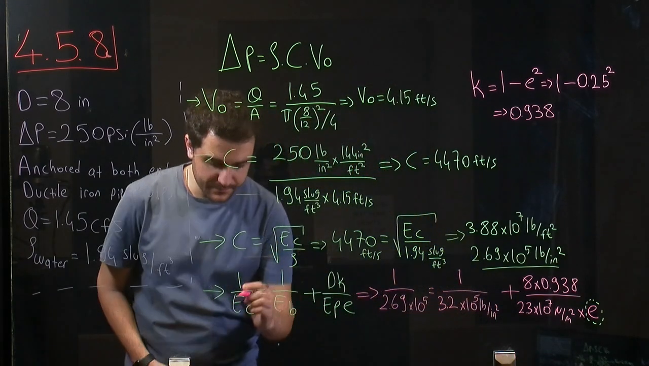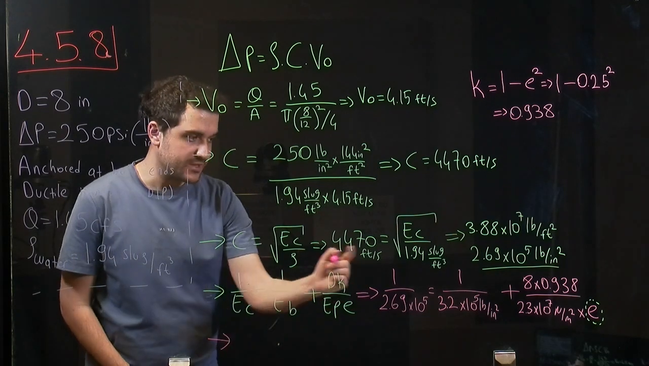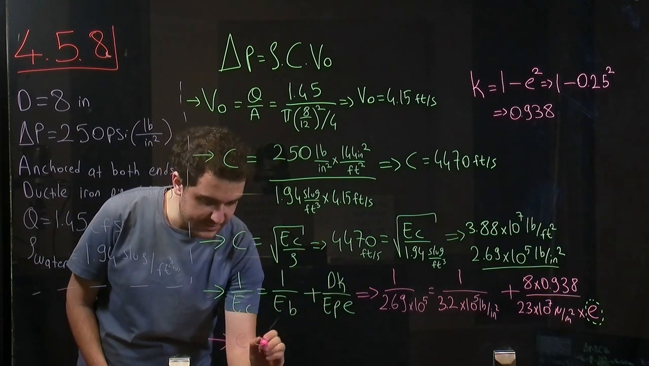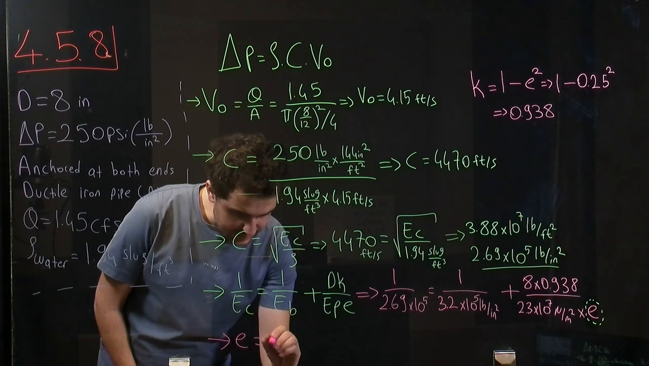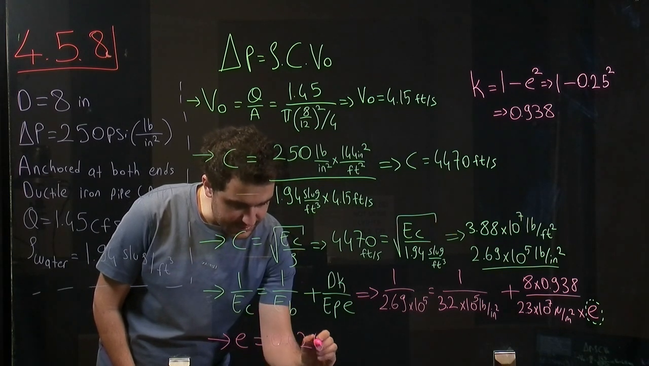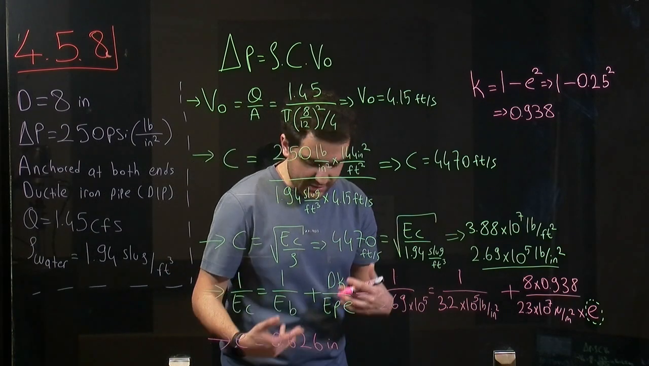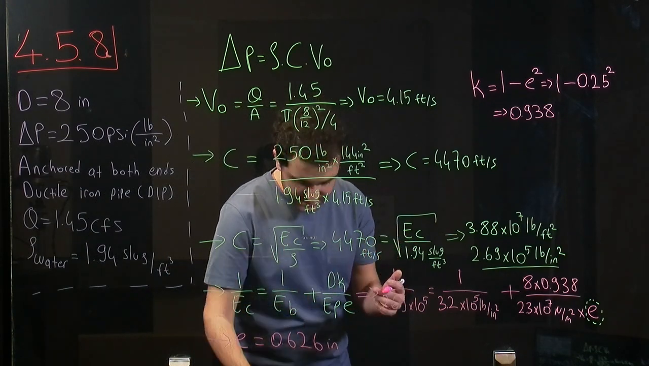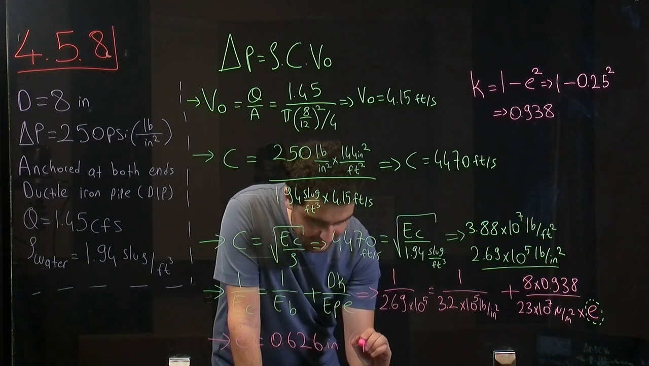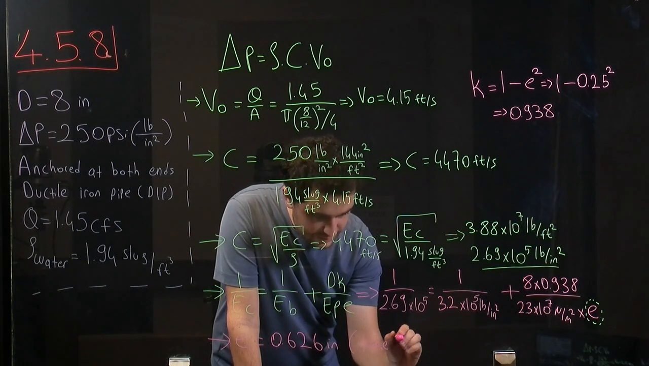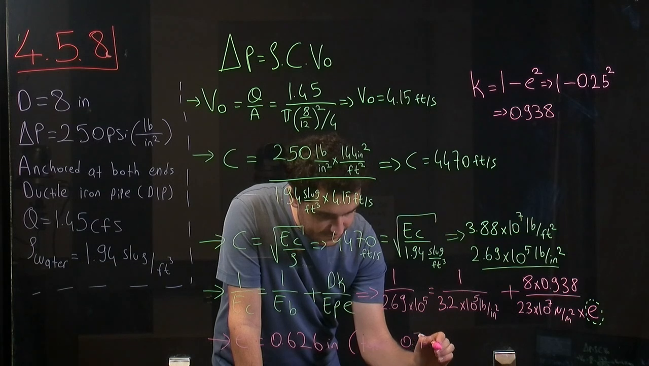And finally, from this equation, we can get e as 0.626 inch. But for operational purposes, you can take it as 0.7 inch.